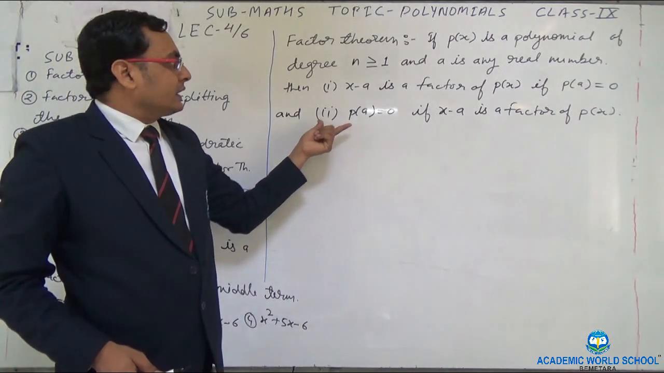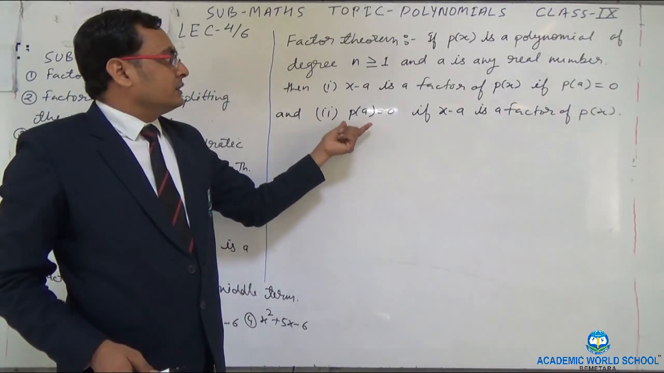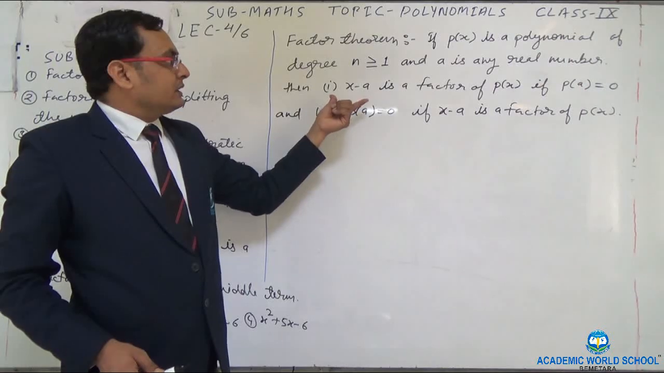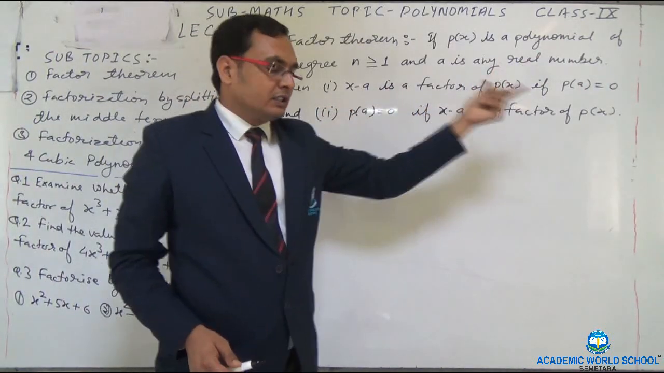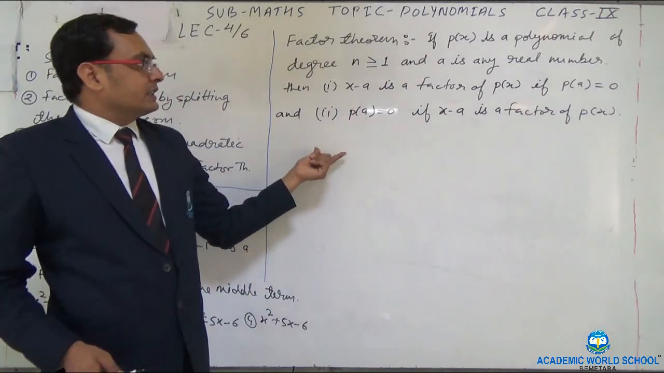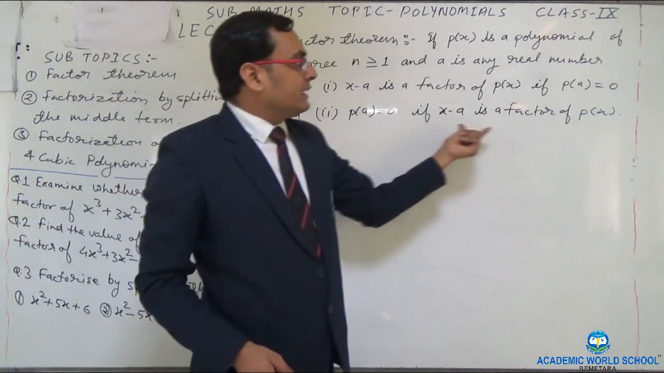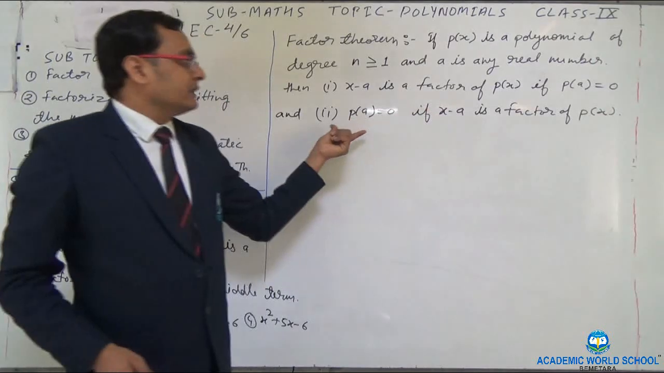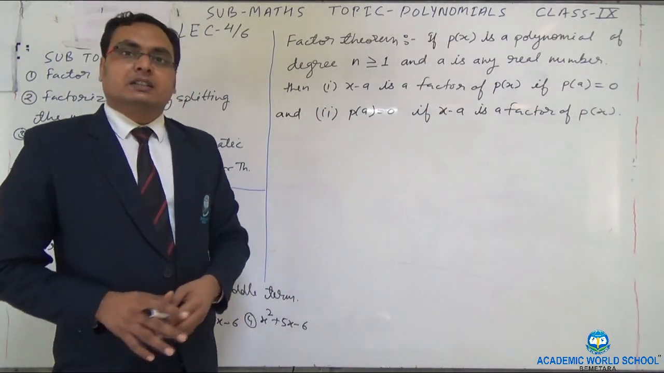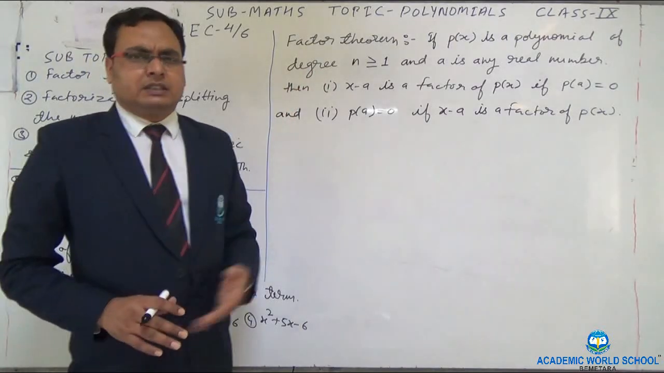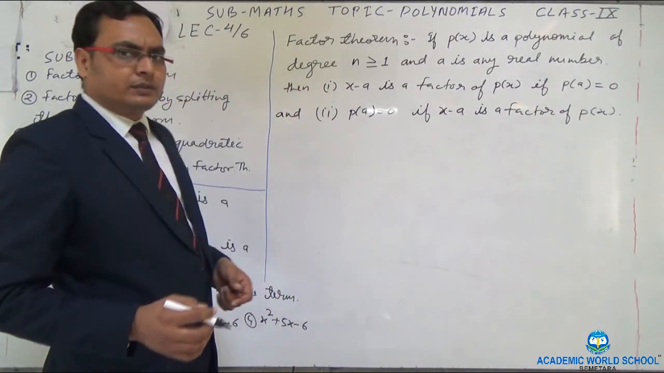Vice versa, here we discuss that x minus a is a factor if the remainder p(a) is equal to 0. The second situation says that if x minus a is a factor of p(x), then the remainder will be 0. So both situations are true according to the factor theorem. This is just a simple application of the division process.